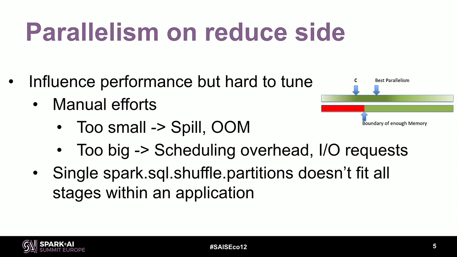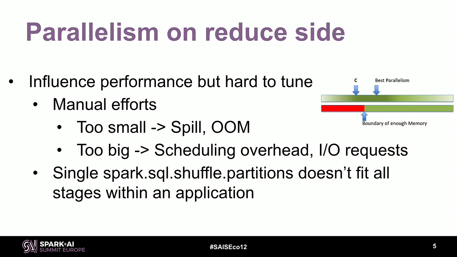Either too big or too small a value of this parameter, spark.sql.shuffle.partitions, will make your query performance non-optimal. If it's too small, each reduce task will get too much data compared to its memory. Spill, even OOM, will happen. While if it's too big, there will be more tasks, so more scheduling overhead, more I/O requests, and for the last reduce stage, there will be more output files.